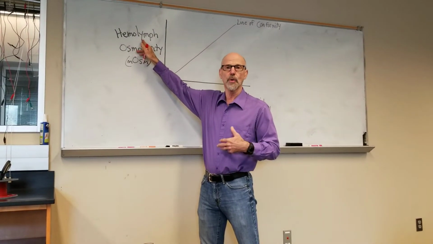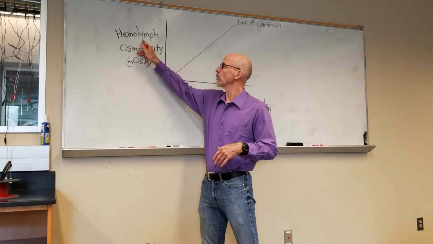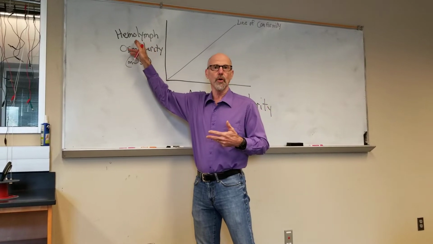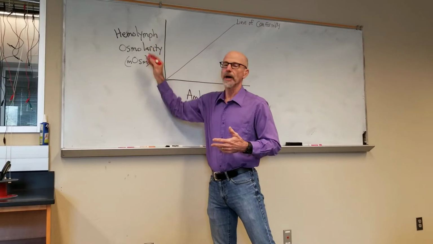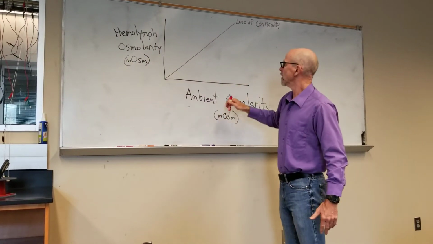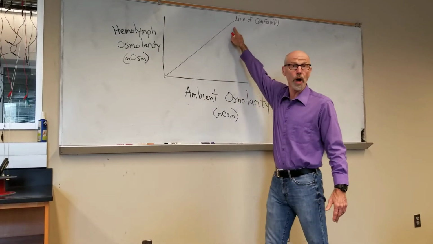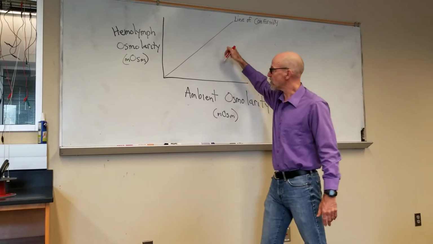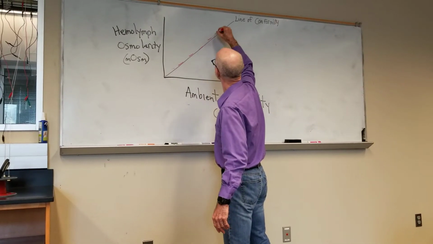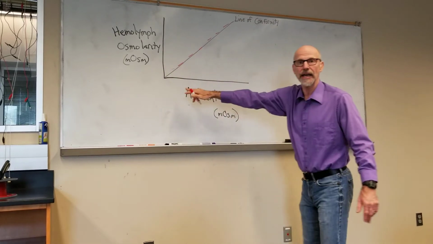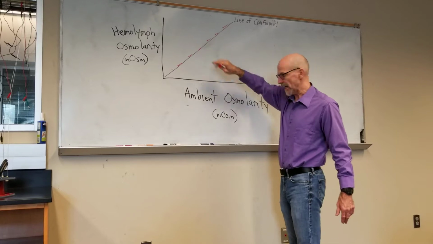Now, for an animal with an open circulatory system, like an arthropod or crustacean, it would be hemolymph. For an animal with a closed circulatory system, like a fish, that would be blood osmolarity that we would be looking at. So this line with a slope of 1 is the line of conformity. And so osmoconformers tend to follow this line if you change the ambient osmolarity. Their hemolymph osmolarity follows that.